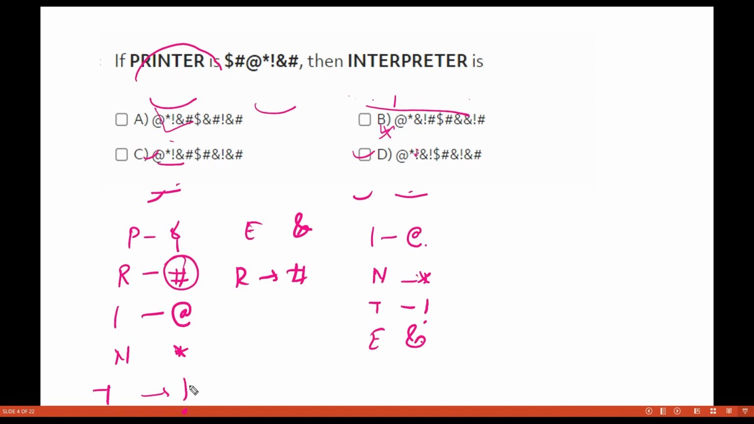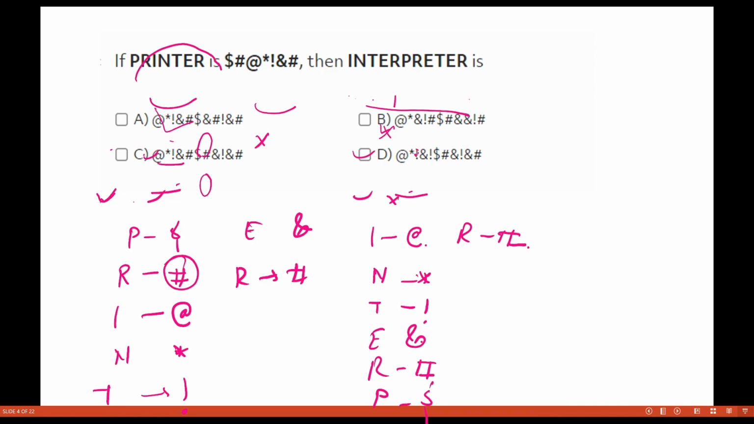R is hash. So A, C, and D; D gets eliminated. Now it is between A and C. Now P is what? P is dollar, the dollar sign. So A and C are still in the race. Now our race will end here. Why? Because P is this, and R is already hash. So this one contains hash and this one contains ampersand. So this gets eliminated. C is our answer.